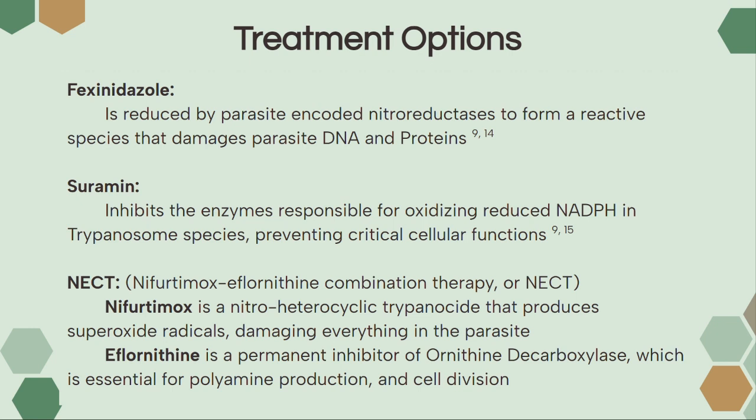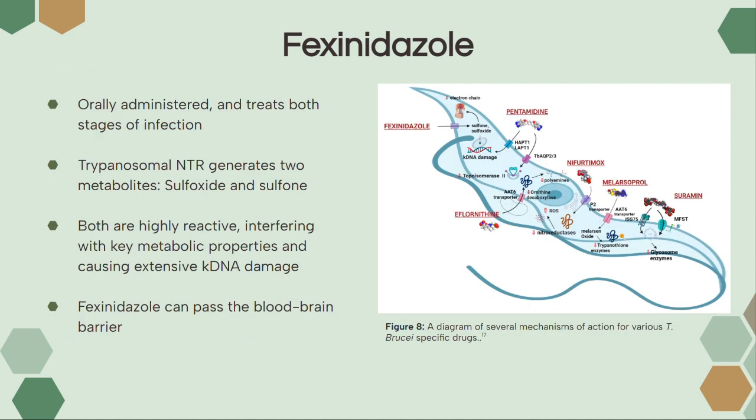The second is suramin, which inhibits the enzymes that are responsible for oxidizing NADPH, which interferes with critical cellular functions. And the third is NECT, which is an acronym for nifurtimox eflornithine combination therapy. Nifurtimox is a nitroheterocyclic trypanoside, and it produces superoxide radicals, which damages pretty much everything. And then eflornithine is a permanent inhibitor of ornithine decarboxylase, and that essentially prevents the trypanosome from replicating any further.